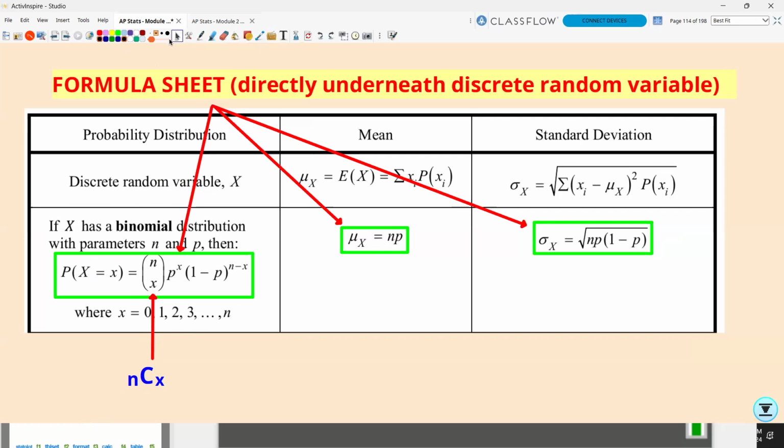So if you think about our scenario, we had a 25% chance of guessing correctly, and there were 5 questions. If you multiply those together, you should get 1.25. The standard deviation formula is slightly varied from the random variables. It's the square root of np times 1 minus p. Again, all that's going to be provided for you, so you just have to know where to look for it on your formula sheet. It'll be right here in this table underneath the discrete random variables.